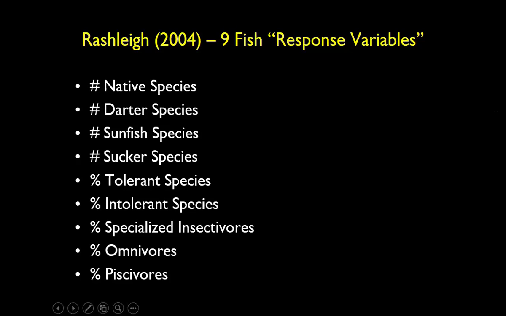You ask yourself, could I look up those data for our particular study? And my answer is yes, indeed you can. This cites a paper by some folks called Saylor and Scott with the Tennessee Valley Authority, and they list species as tolerant and intolerant. We can get to that. Percent specialized insectivores, percent omnivores, percent piscivores.